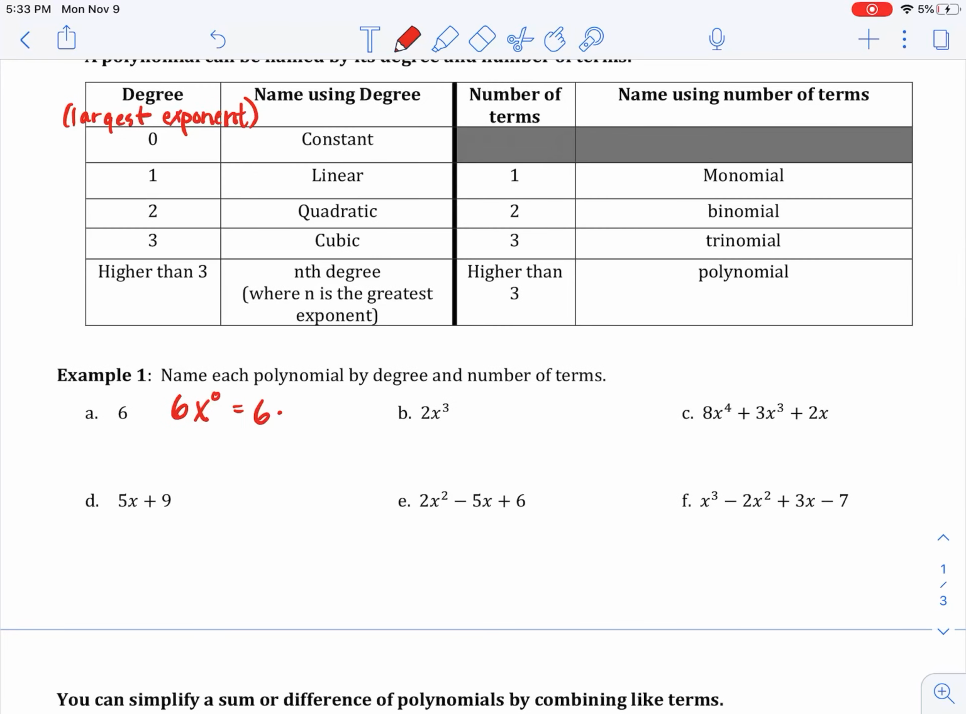So that's why we say a constant is really to the 0 power, because it could be rewritten with a variable to the 0 power, and it would still come out to the same exact constant.